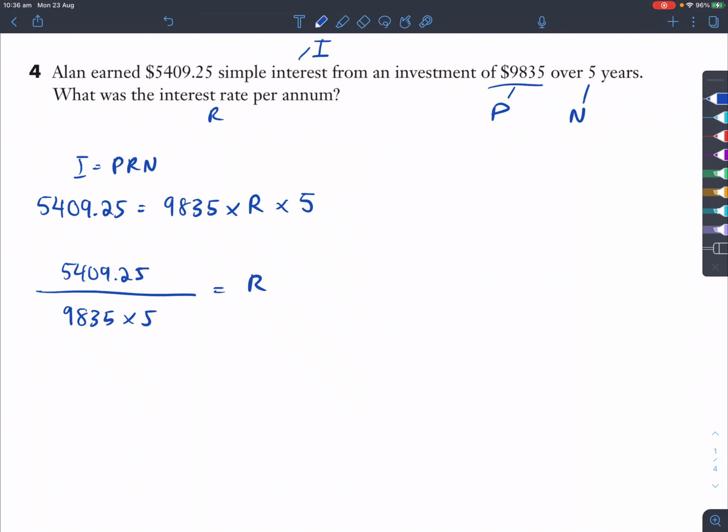And now what we do is just type in our calculators. Okay, and now this will give us R being 0.11. So this is actually not a percentage yet. This is a decimal. Okay, and you must remember that. The question says, what was the interest rate per annum? And interest rate is always given as a percentage. So we always have to multiply this number here by 100, which means moving the decimal place twice to the right, and that would get us R being 11% per annum, just like that. Okay? All right.